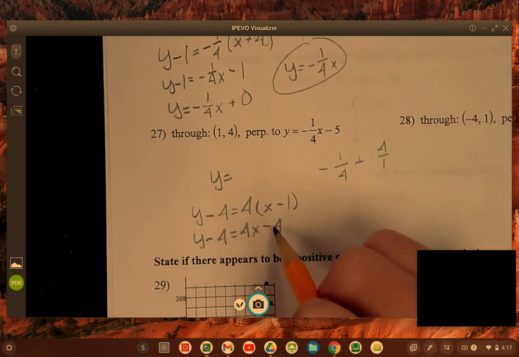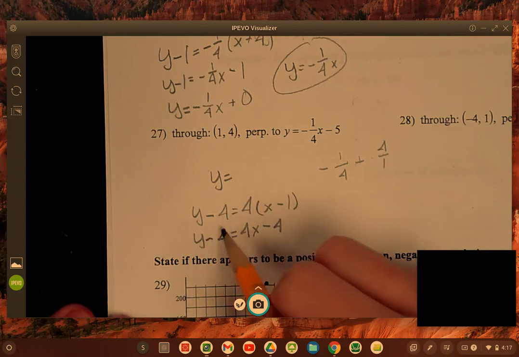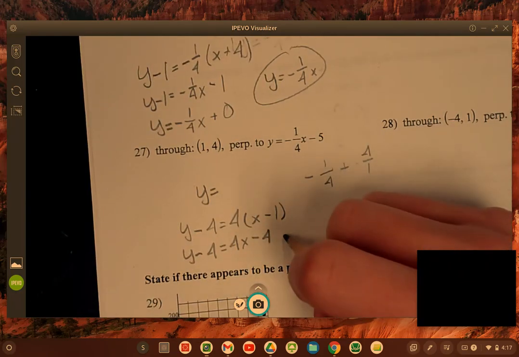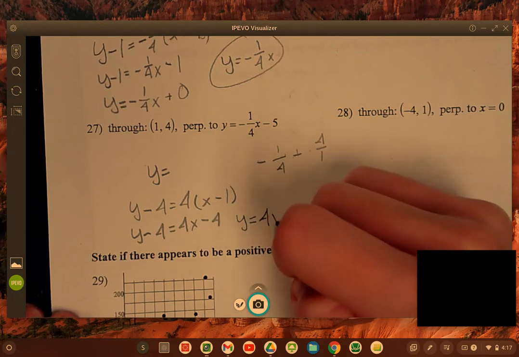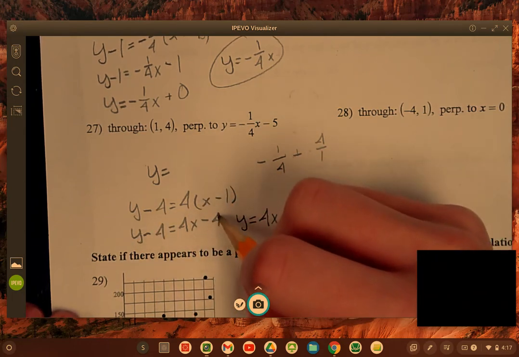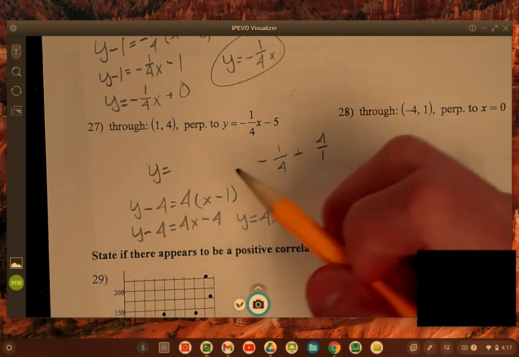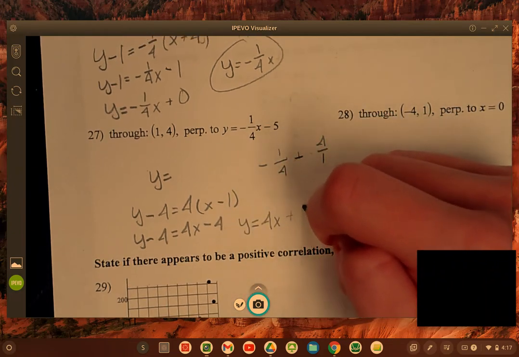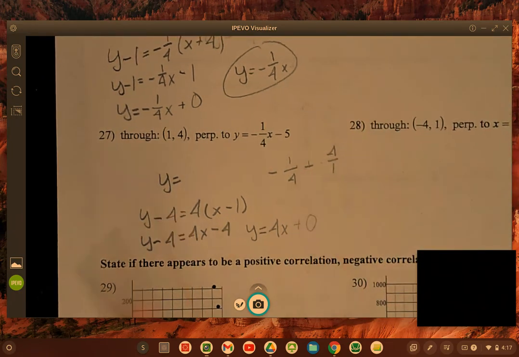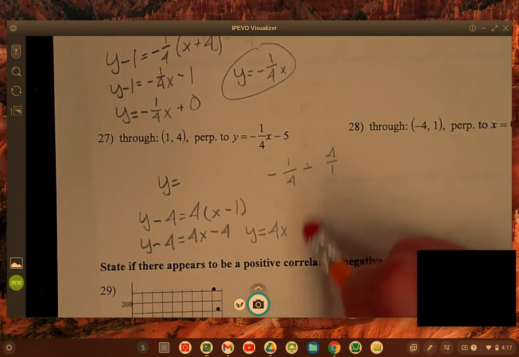So we're gonna add 4 to both sides, so that cancels out this 4. So we're gonna have y equals 4x, and then plus a positive 4 and a negative 4. They cancel out, and that'll give us a plus 0. But we don't need that because that just doesn't add anything.